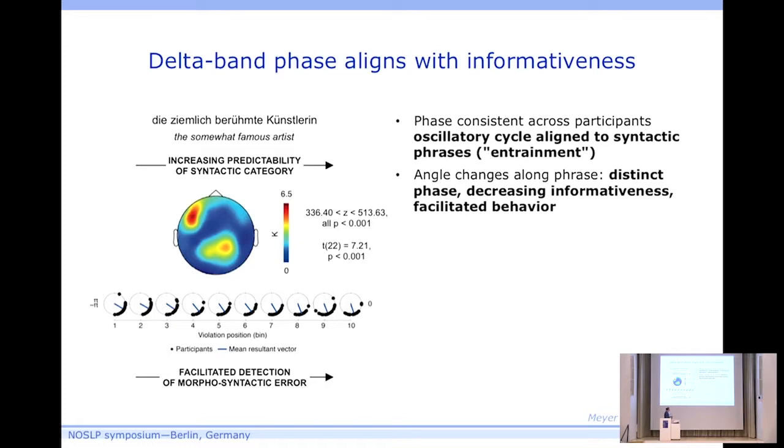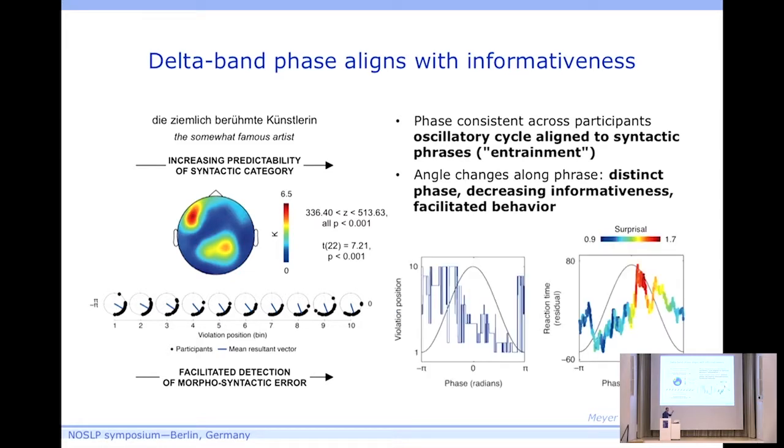What you can see from the rose plots below, every one of these data points is a subject, and you can see that within each of the 10 violation positions, you see the high concentration, but you can also see that the phase angle slowly shifts across the phrase, right? And that's what we wanted, kind of. It gets more apparent even from this graphic, where I'm plotting basically all trials of all participants sorted by their oscillatory phase.